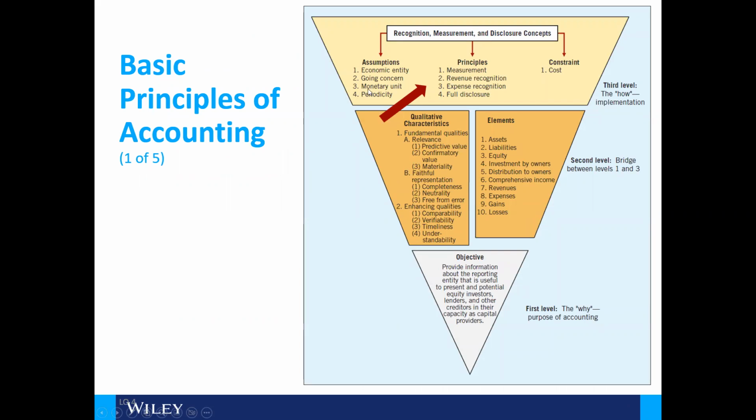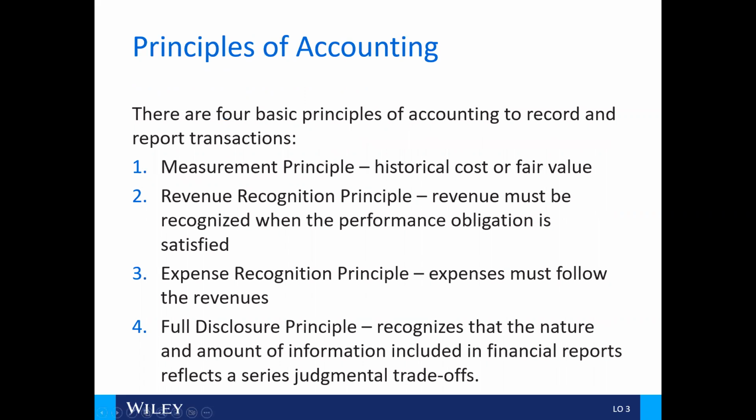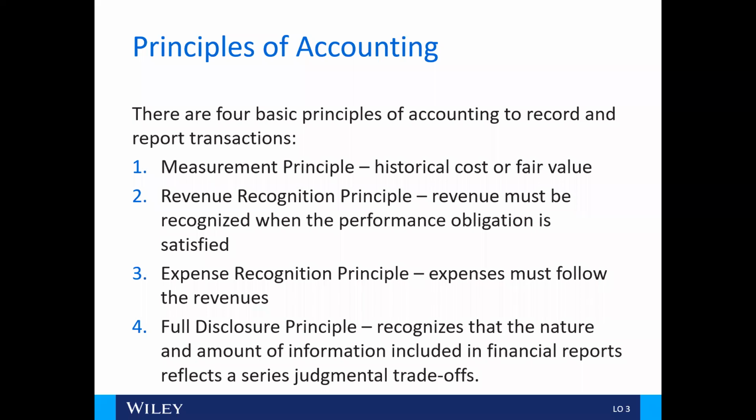Now, in looking at the assumptions, we're ready to move on to the principles. So there are four basic principles when it comes to accounting in terms of generally accepted accounting principles. We have the cost principle, also known as the measurement principle. The measurement principle is actually a more accurate name, since today companies are allowed to use either the cost method to determine the value of their assets that they record, or fair value. And we're going to talk about fair value more in the next slide, as well as the coming chapters.